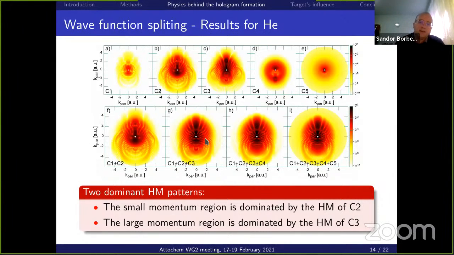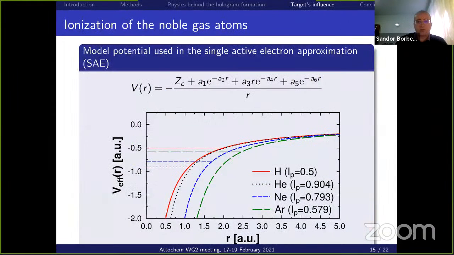These interference fringes are rooted in the interference between the second and the third wave packet. Okay.